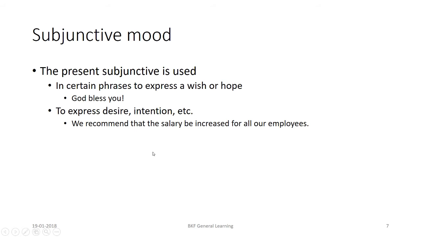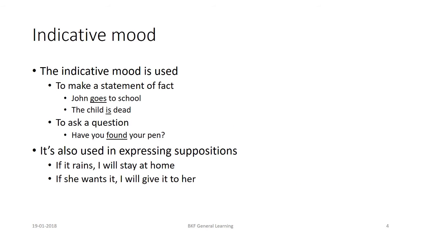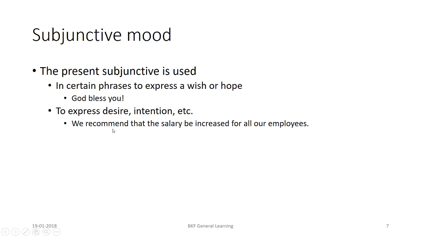So generally, if we are not using subjunctive mood, we are using the indicative mood to express a fact. If we are using an indicative mood, here the salary would be increased. We would have said salary should be or would be increased, but since it's subjunctive mood, we are trying to express a desire and intention. We are saying salary be increased.